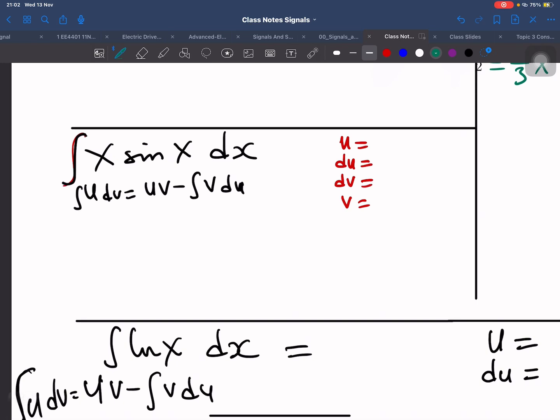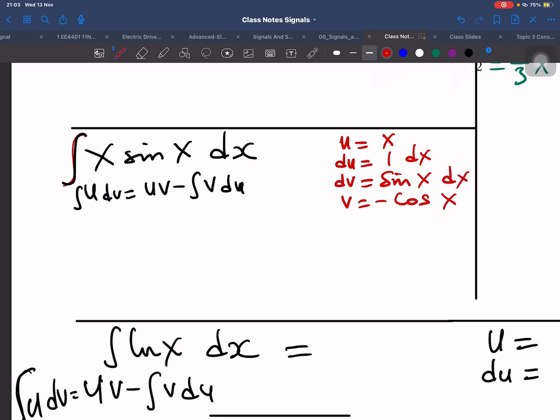x sine x dx. Now we make x our u. So u is equal to x. The du becomes 1 dx. dv becomes the remaining part of the question, that is sine x dx. And then v means the integration of sine x, which is equal to minus cos x. Then we add it to the formula now.